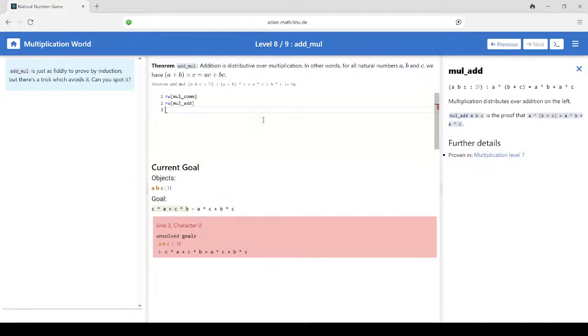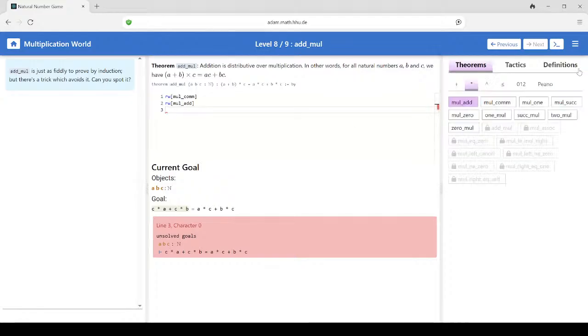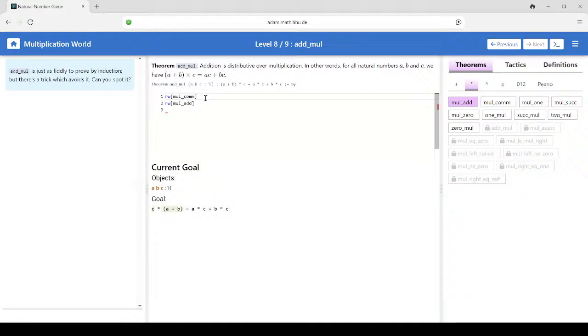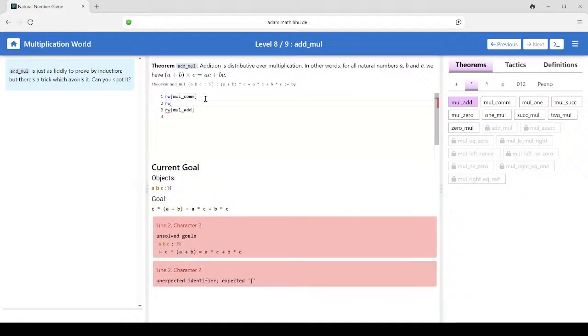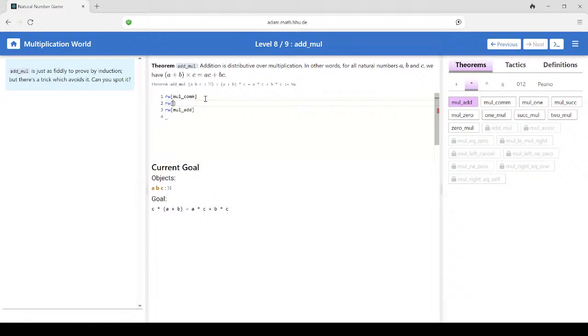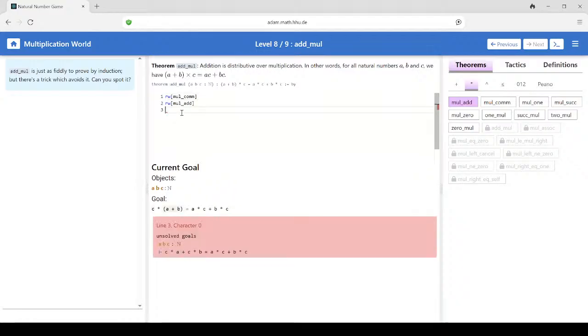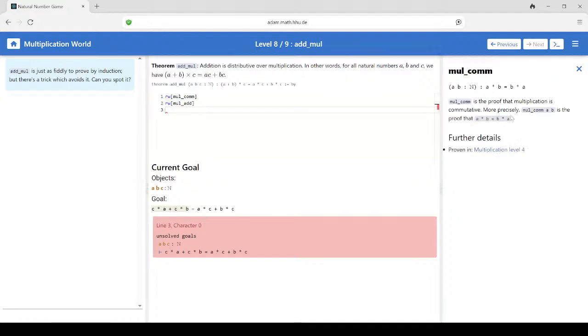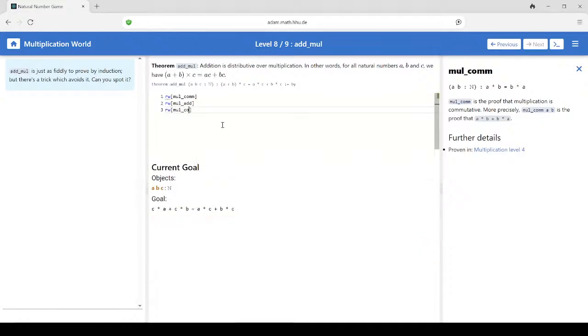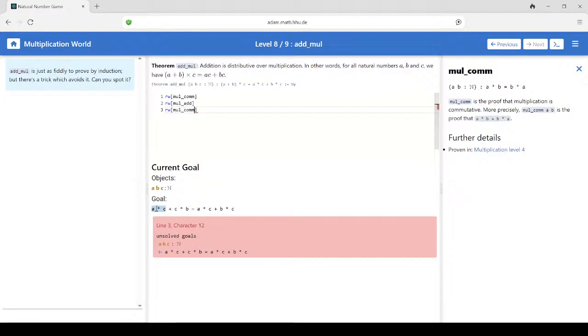Okay, we just need to... Oh, no, wait, actually we could go back. We could switch them around before. No, we can't. That won't do anything. But all we have to do is just use this again. Multiply commutative, and that becomes like that.